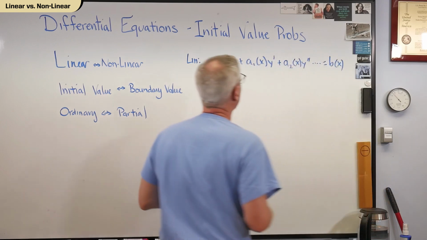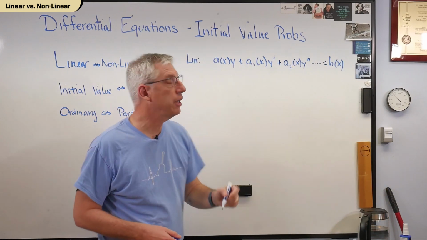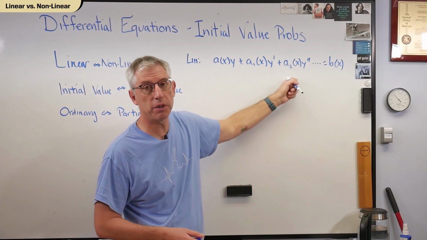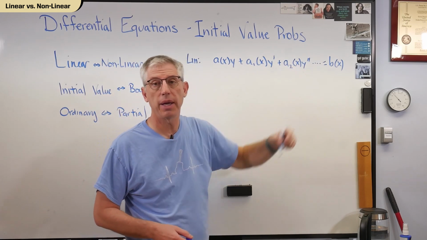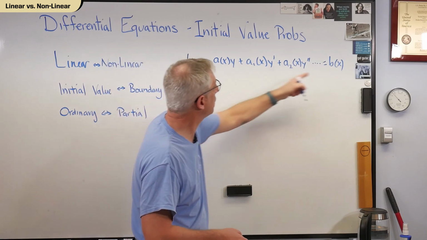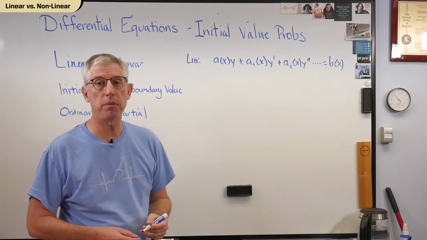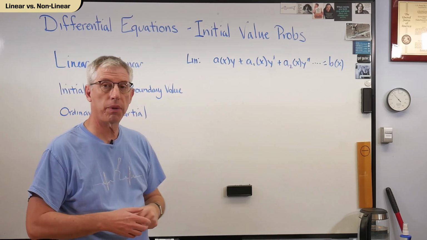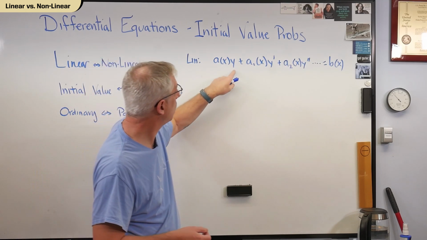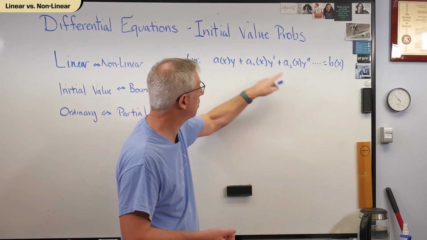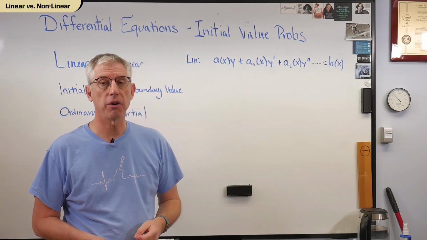So this form right here, it's a function of x times y, a function of x times y prime, a function of x times y double prime, and so on. Now, a(x) and b(x), all these different functions here, those don't have to be linear. The important thing to see here is that y and y prime are never multiplied by each other. You always see them just by themselves. That's what makes this a linear equation.